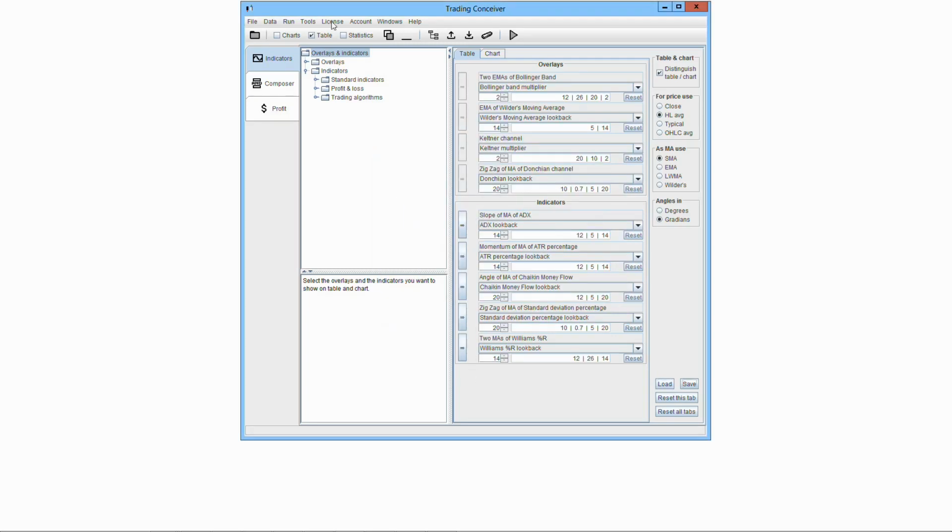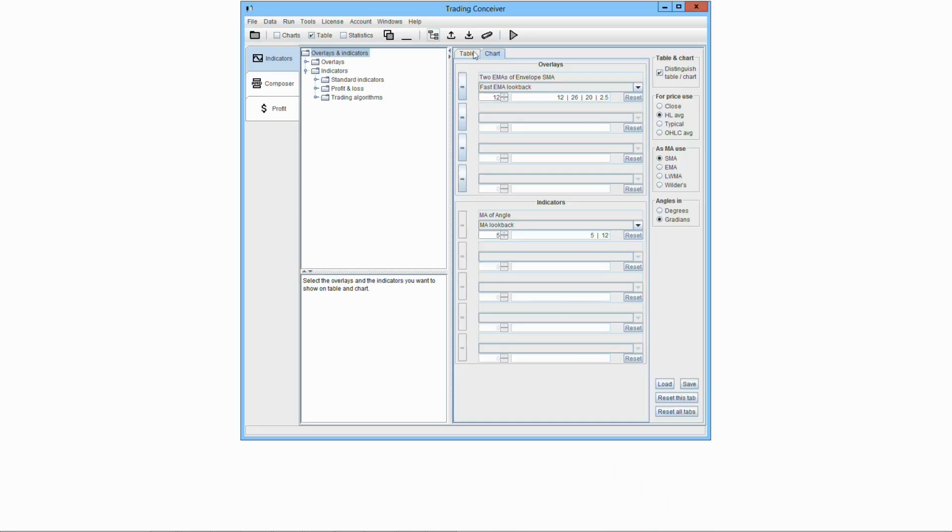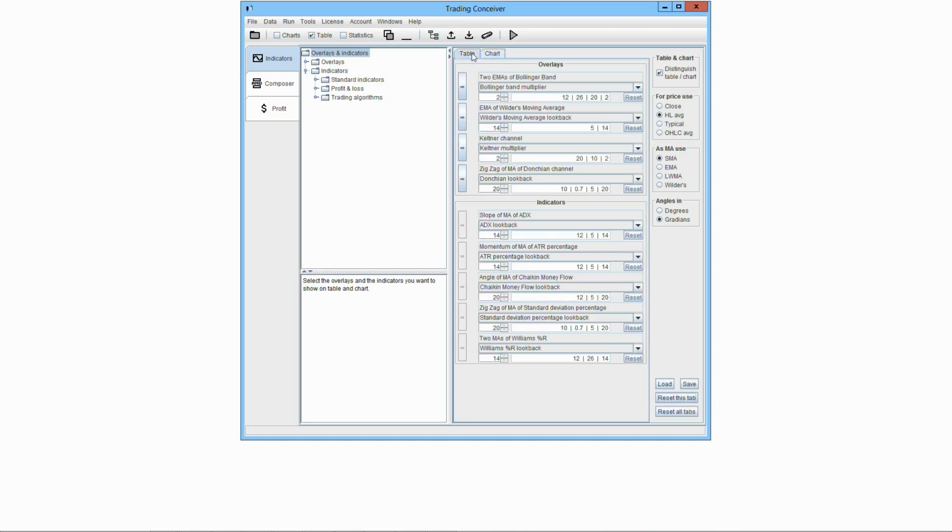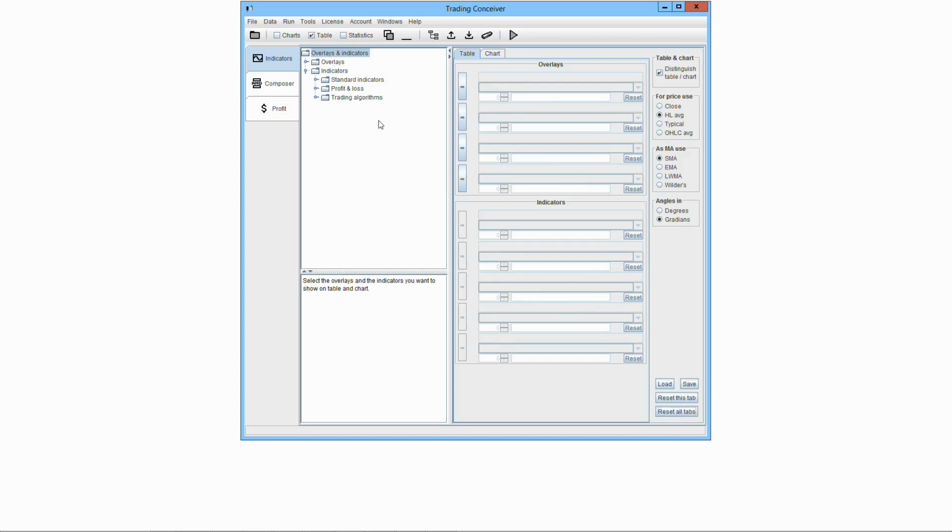You can load and save the configuration both for the indicators and the Composer panels simultaneously. This is described in the Composer user interface. To reset the current tab, press the Reset this tab button. To reset both the table and the chart tabs, press the Reset all tabs button. To reset all selection panes of both the indicators and the Composer tabs, press the corresponding icon in the toolbar.